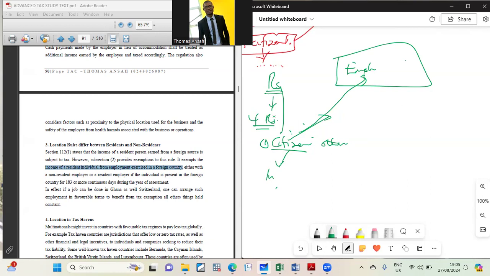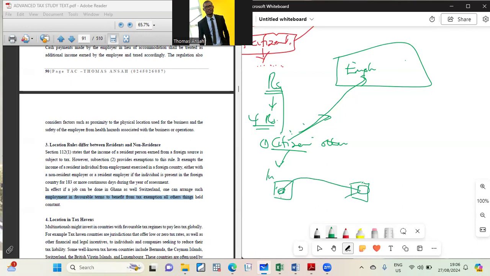Yeah, it's clear now. All right. So basically, that is that. So in effect, if a job can be done in Ghana as well as Switzerland, one can arrange the employment on favorable terms to benefit from tax exemption. Because if the job can be done in Ghana and at the same time in Switzerland, if you stay in Ghana, you pay tax. But you can be moved to Switzerland and not pay tax to Ghana.